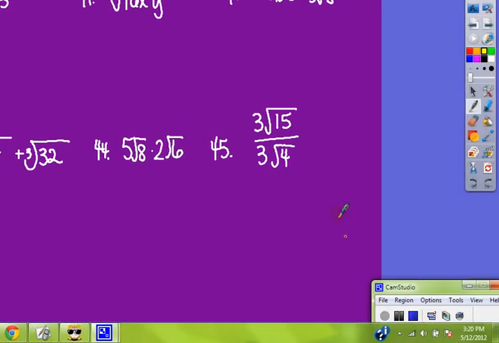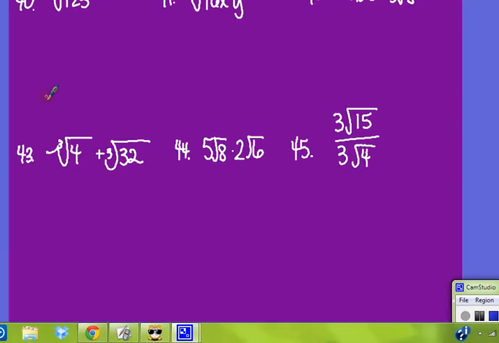All right, we're going to tackle this section 40 through 45 all on one page. Let's see if we can do it.